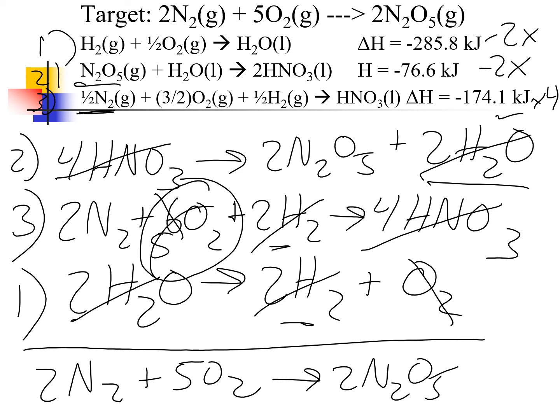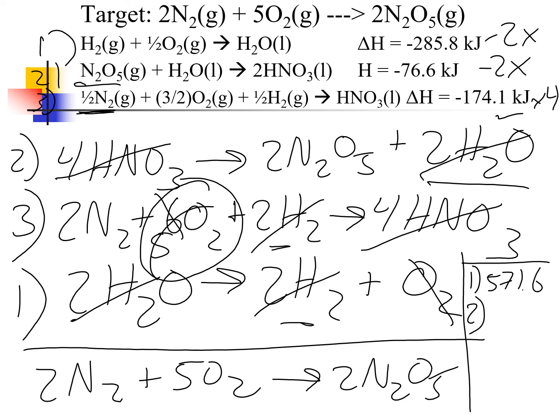So now to find the heat change, I have to add up all the heat. So I take that first one, I would double it, switch the sign. The second one, I would double it, switch the sign. The third one, I would do 4 times the amount, keep the sign. So, just to not leave you in suspense, negative 285.8 times 2. So that first one gives me now 571.6. Again, it's going to be a positive because I reversed it.